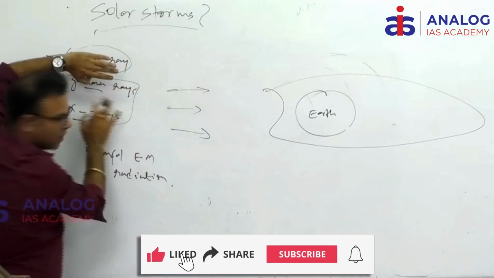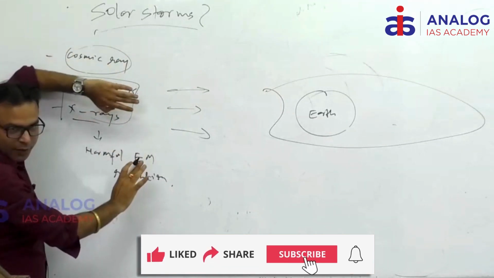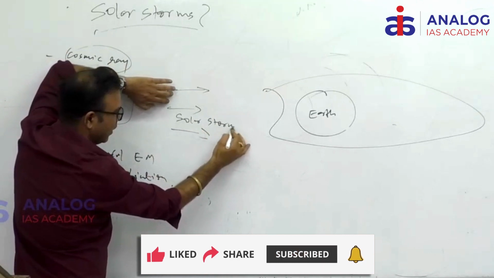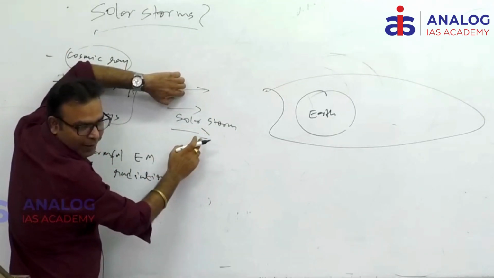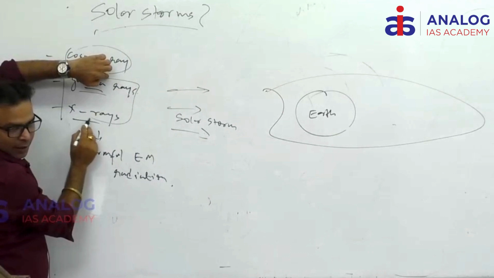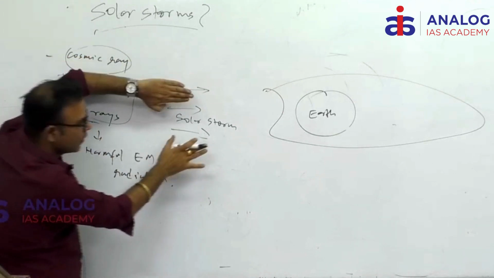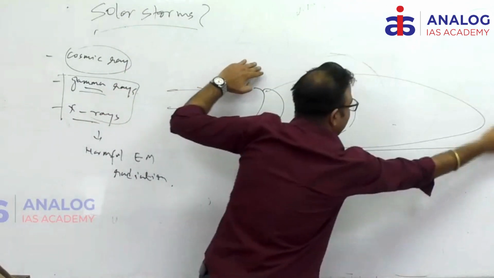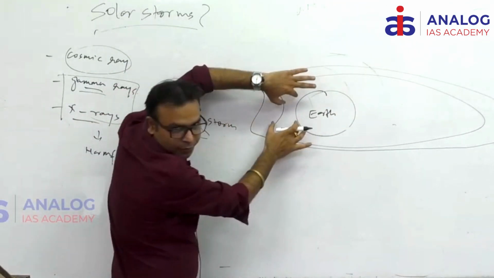Solar storms contain CME, gamma rays, X-rays, and all kinds of things. The solar storms contain strong, harmful radiation of what? Gamma rays, X-rays, solar flares and all. It's moving, so it pushes which layer? The protective layer towards the earth.